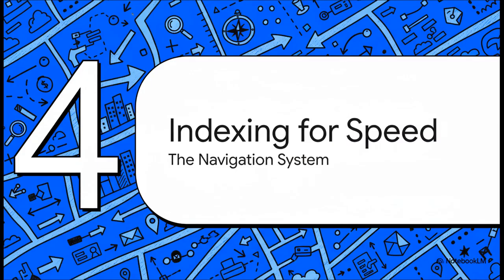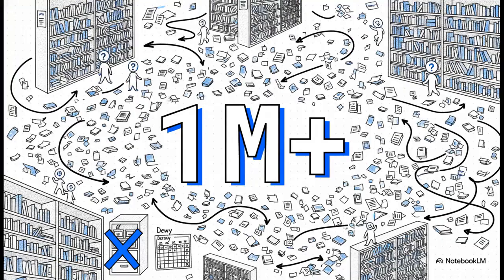Okay, our building is structurally sound, it follows all the codes, but can people find their way around quickly? This is where we shift our focus from structure to performance. Indexing is the navigation system for our data, and it's what makes sure we can find anything we need instantly. And when it comes to searching, scale is everything.